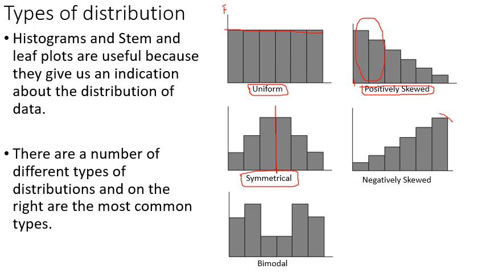Data can also be negatively skewed, so it's quite the opposite to positively skewed. Or it can be bimodal, so that means that there are 2 peaks. Bi generally means 2, and so bimodal means that it can have 2 peaks. There are, of course, lots of other different names for distributions, but these are some of the most common ones.